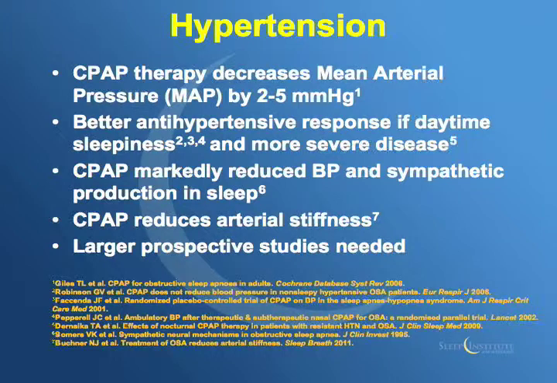CPAP therapy has been shown to decrease the mean arterial pressure by about 2 to 5 millimeters of mercury. There have been other studies showing decreases in blood pressure of anywhere from about 2 to about 12 millimeters of mercury. The response is in general better if the patient has significant daytime sleepiness or more severe disease. CPAP has been shown to markedly reduce blood pressure and sympathetic production of norepinephrine in sleep. And most recently, this has just come out in 2011, that CPAP reduces arterial stiffness.